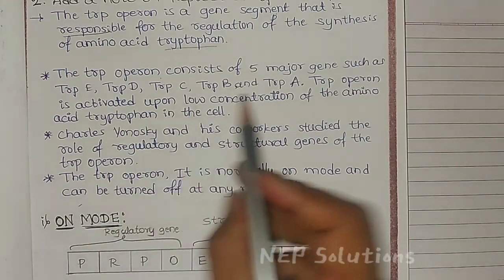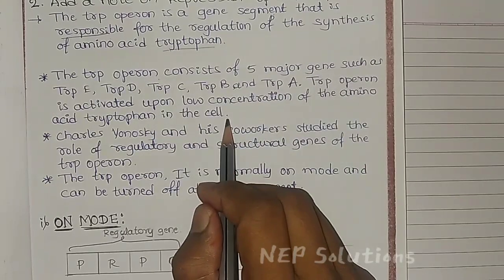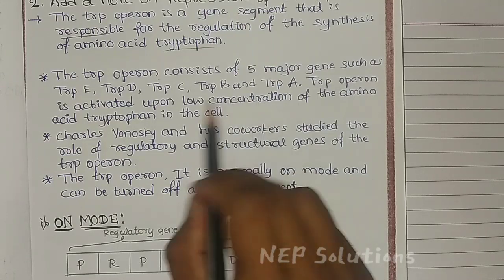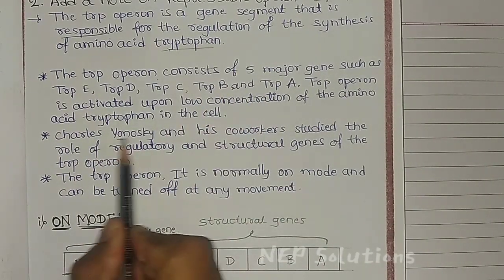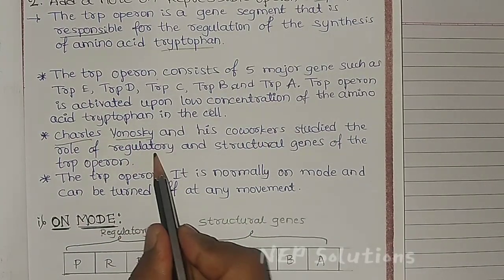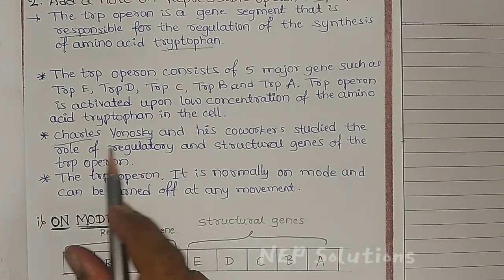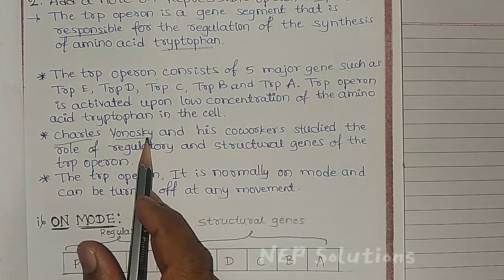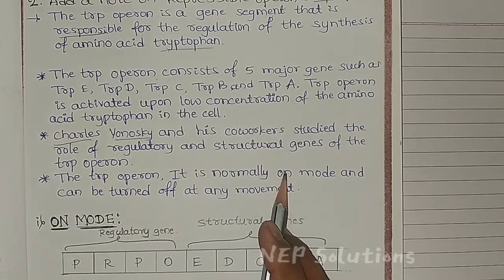The TRP operon is activated upon low concentration of the amino acid tryptophan in the cell. It will activate when there is a low concentration of tryptophan in the cell. Charles Yanofsky and his co-workers studied the role of regulatory and structural genes of the TRP operon. He is a scientist, and with his co-workers or colleagues, he studied the TRP operon.